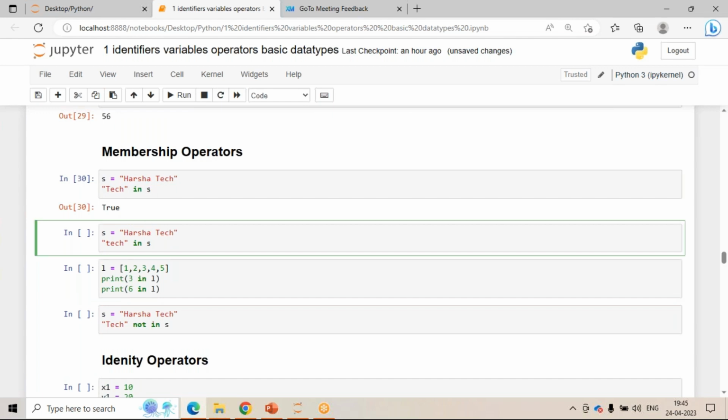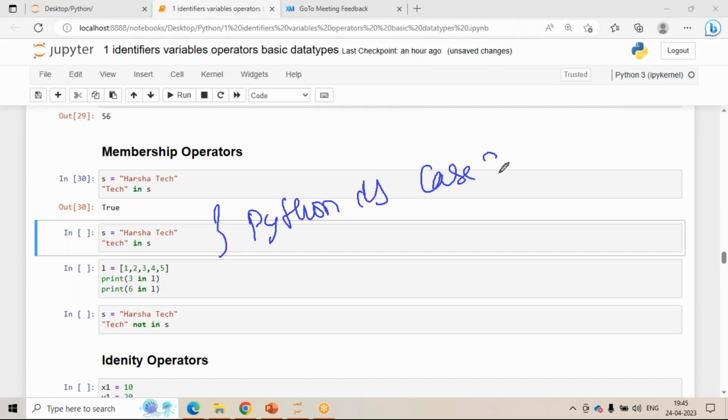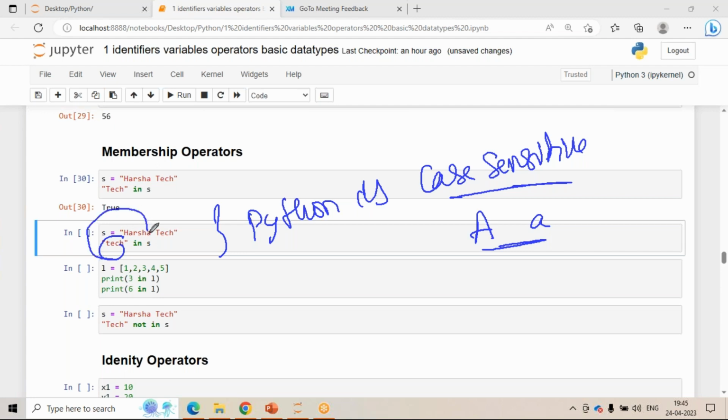Now, I'm asking one more question. I have small tech here. Now tell me what is the answer. I'll tell you, Python is case sensitive. Now tell me the answer. Yes, because the uppercase letter A and the lowercase are different. So small text is not available here, so this returns false.